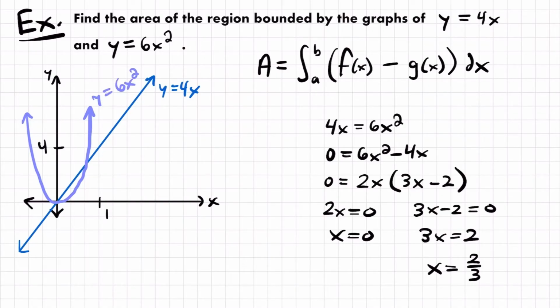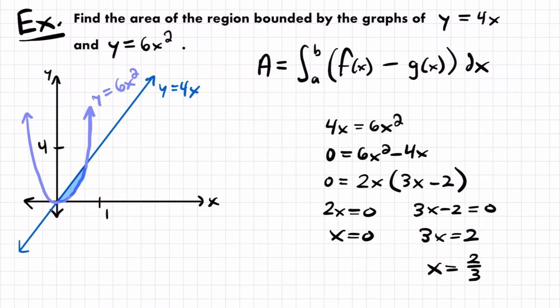And so now we can see that the region that we want to calculate the area of is this region right here between these two functions. And so I'll shade that region in. This is the region that we want to calculate the area of. And so now that we have our graph drawn, and we know where the two functions intersect at x equals 0 and x equals 2/3, we are now ready to set up our definite integral to calculate the area of that region between the two curves.